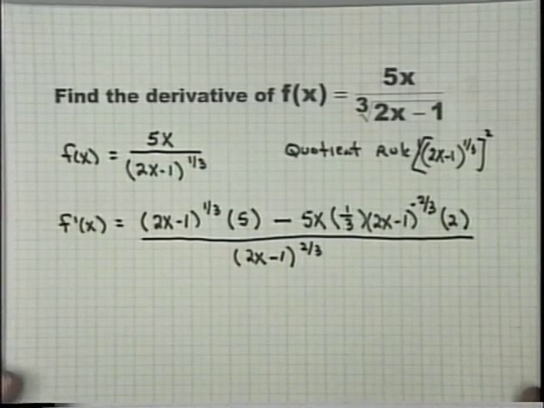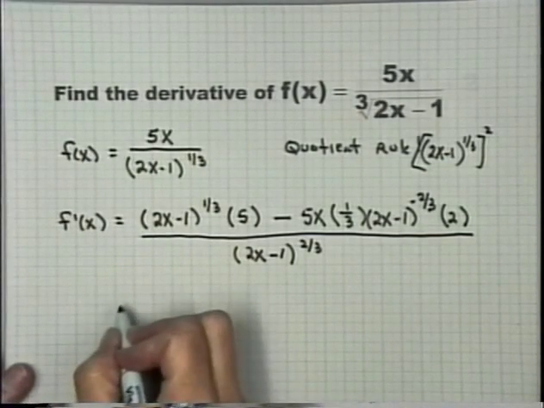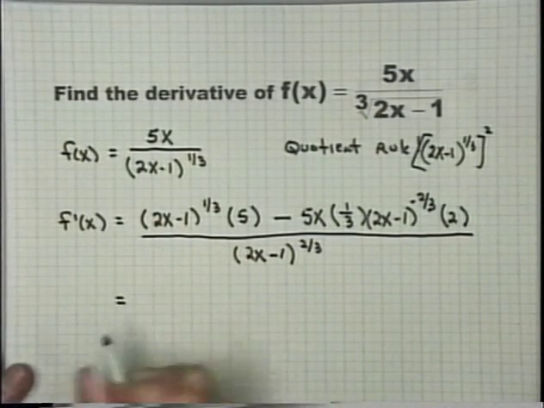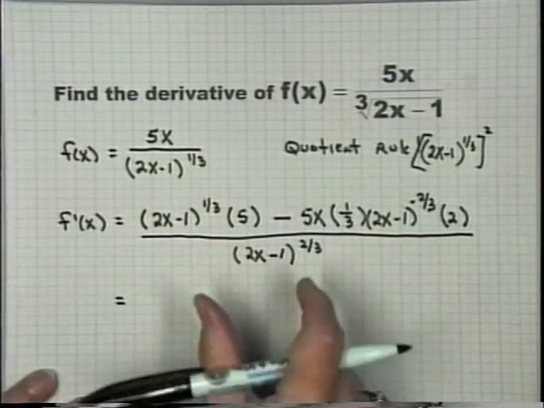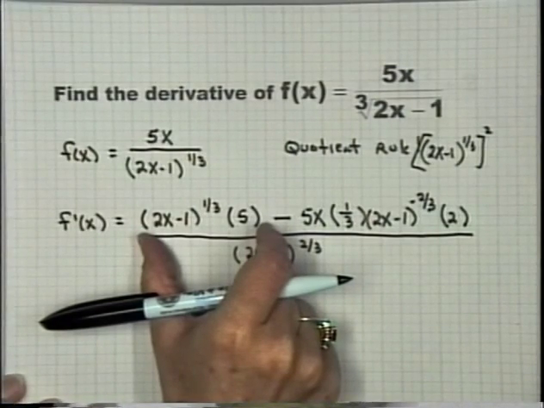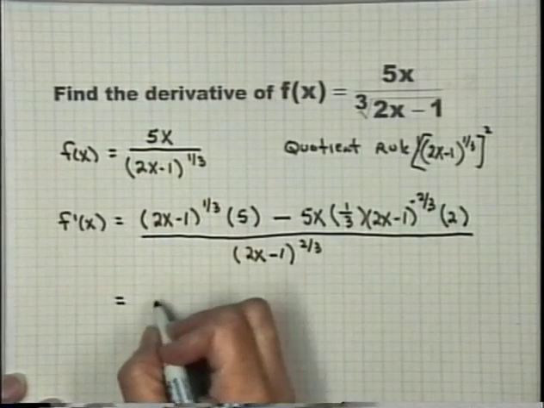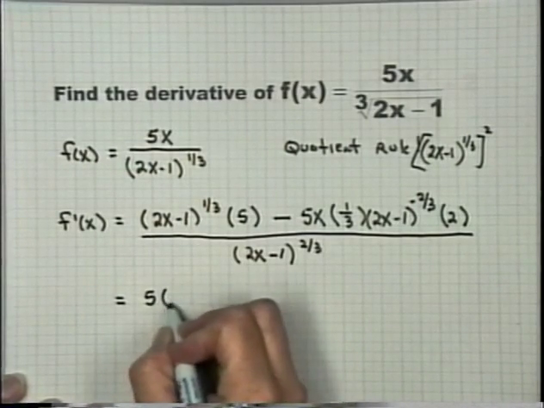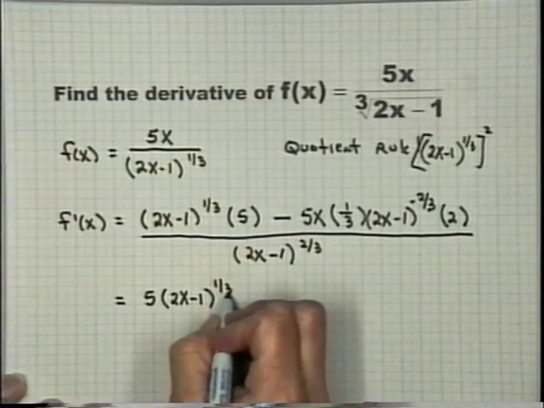Okay, now that we have the derivative, we've got some simplifying that we need to do. I'm going to, first of all, just do a little bit of rewriting to make this a little bit more simple format. Notice here I have the quantity 2x minus 1 to the 1/3 times 5. I can eliminate some of my parentheses by putting the 5 in front. So let's do that. 5 times 2x minus 1 to the 1/3 power.